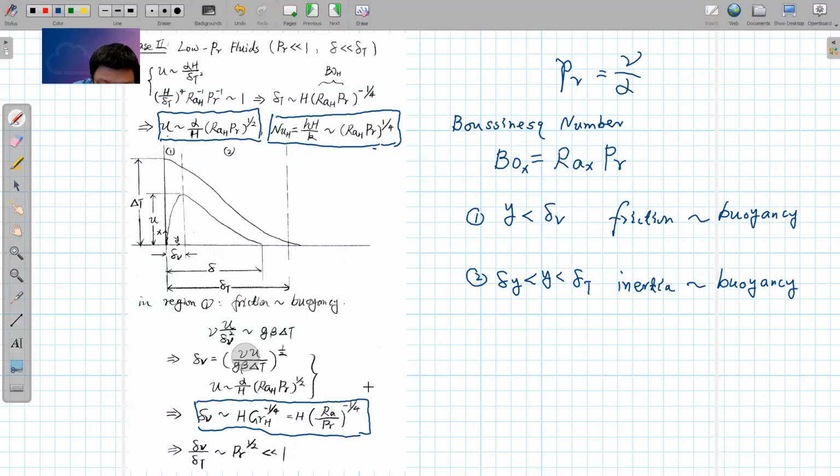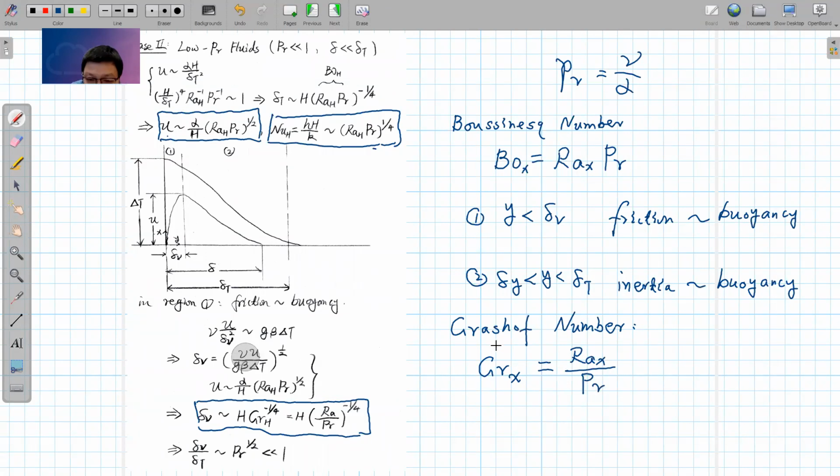And one thing you need to know is that this Rayleigh number divided by Prandtl number can also introduce another dimensionless number, which is called the Grashof number. So let me write it here. Grashof number. Grashof number, which is defined as Gr of x will be equal to this Ra of x divided by Prandtl number.